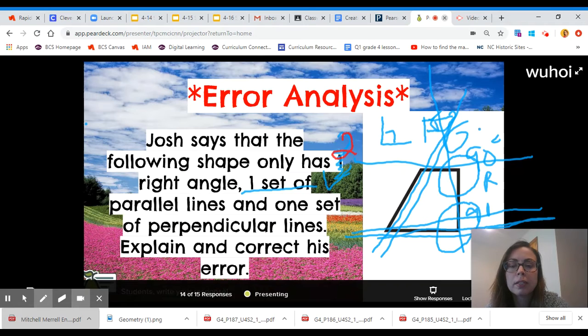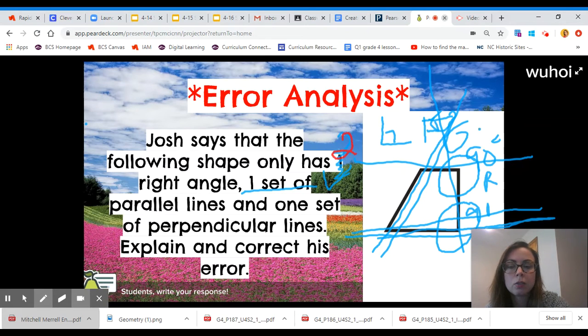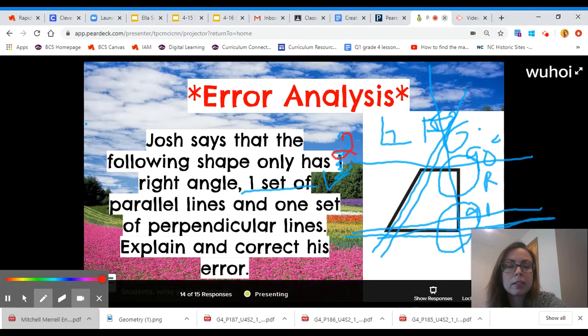One set of perpendicular lines. So let's look and see if we can find some perpendicular lines. I see some right here.